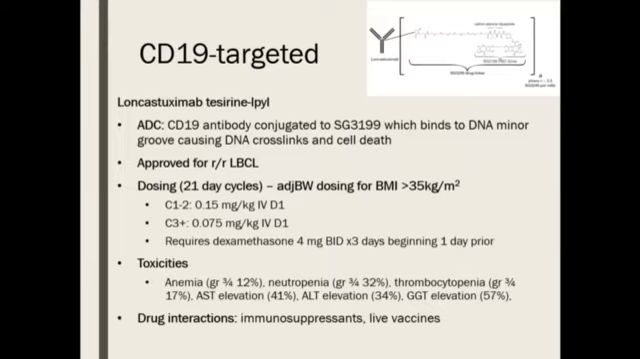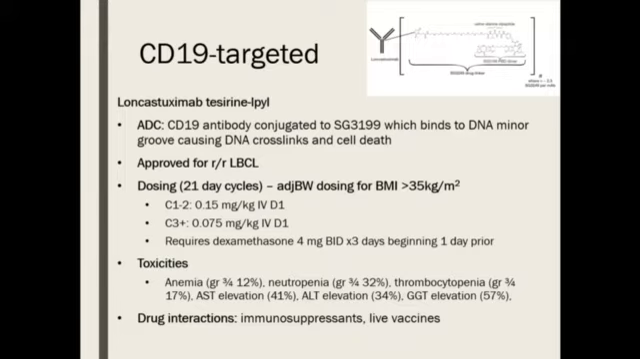Taking a step towards CD19 directed therapies, these were drugs that were recently approved in the last 3 or 4 years. Prior to that, we did not have anything directed towards CD19 outside of CAR T-cell therapy. This is another antibody drug conjugate, loncastuximab, targeting CD19. It's conjugated to a beautifully named SG3199. This is your payload, which binds to DNA minor grooves, causing DNA cross-linking and cellular death.